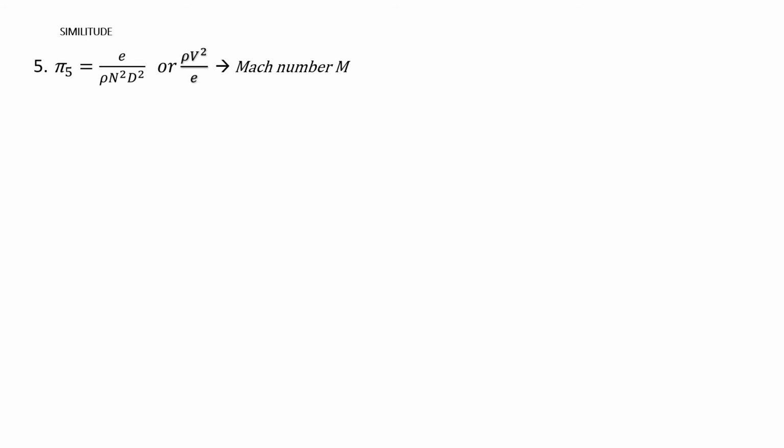The fifth pi term is E by rho N square D square, where E is elasticity, rho is density, N is speed, and D is diameter. It can also be written as rho V square by E. I am not showing all the derivation here. This rho V square by E is called the Mach number. I explained about the Mach number in my previous video, so you can go there and understand the derivation. I am directly writing the expression here.